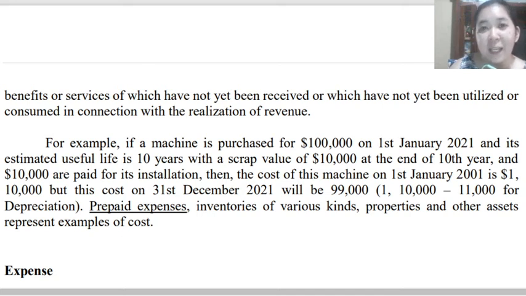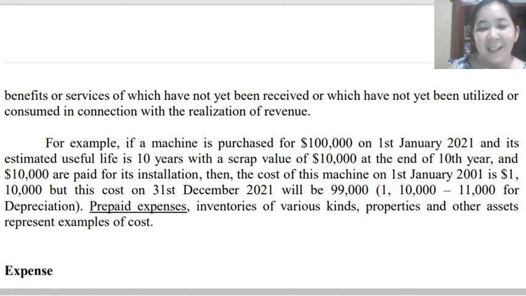After a year, we all know that the machine will undergo depreciation. Under the straight line method, the total cost of your machine here is 110,000 divided by 10 years, so that's 11,000. To obtain the book value of our machine at the end of 2021, we will deduct the depreciation related to it. Prepaid expenses, inventories of various kinds, properties, and other assets represent examples of cost.